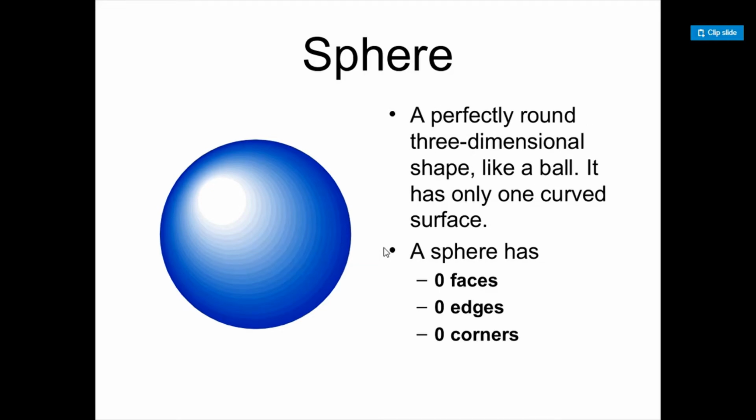A sphere is a perfectly round three-dimensional shape. It is like a ball and it has only one curved face. A sphere has zero faces, zero edges, and zero corners. It also has zero vertices since it is round.